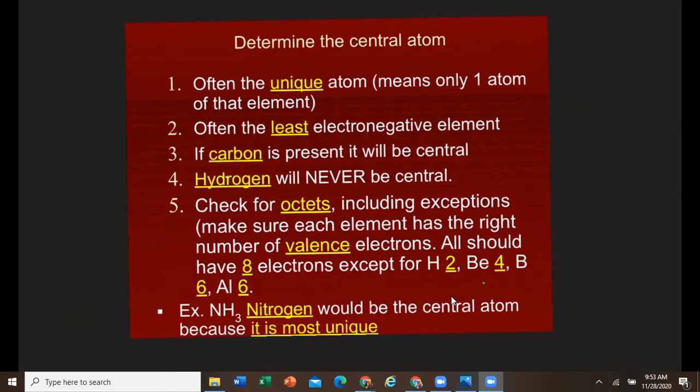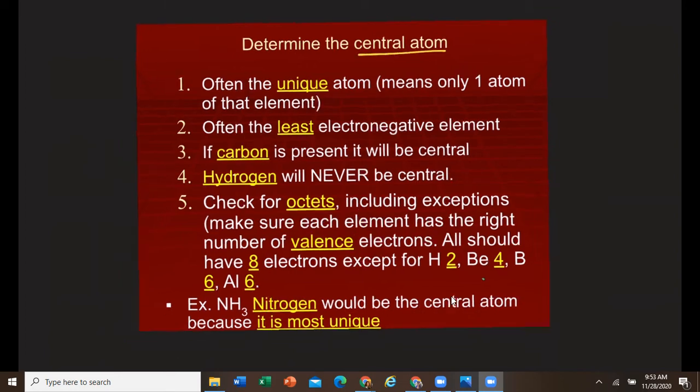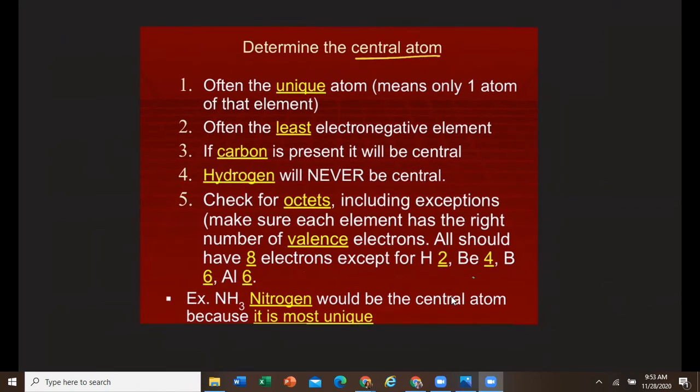All right. So one of the really challenging things that we always see you guys struggle with is determining who goes in the center. So keep it simple, all right? First, actually, I would say the first thing that you should check for is if there's a carbon, that one goes in the center. That's your top priority. Next priority, never, ever, ever put hydrogen in the center.